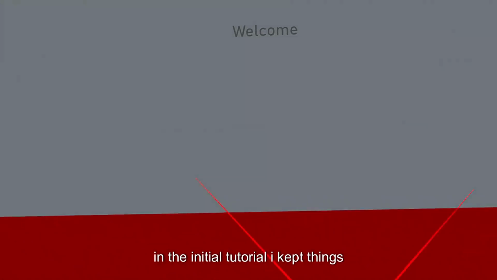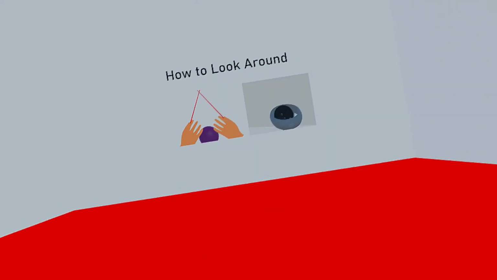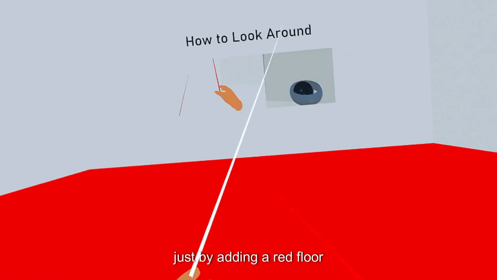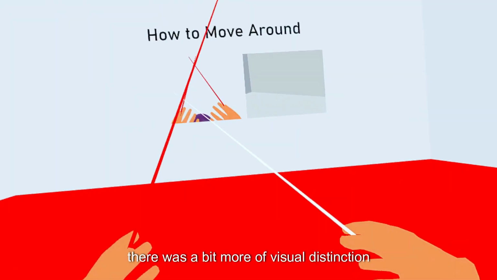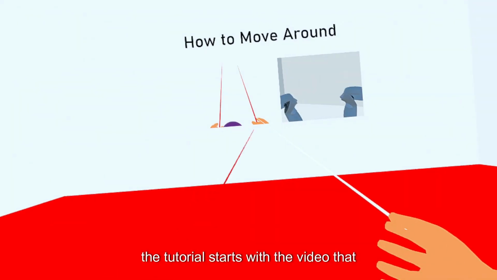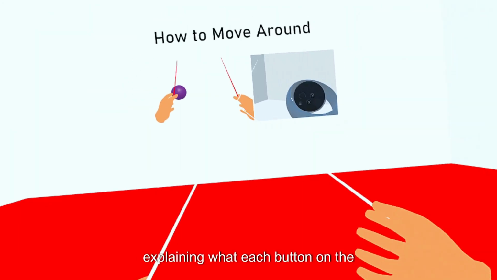In the initial tutorial, I kept things straightforward. Originally, this scene was very plain with a white background, but just by adding a red floor, there was a bit more visual distinction. The tutorial starts with a video that walks players through the controls, explaining what each button on the controller does.